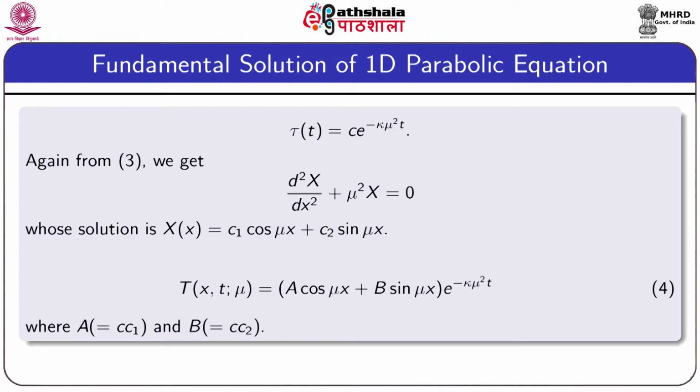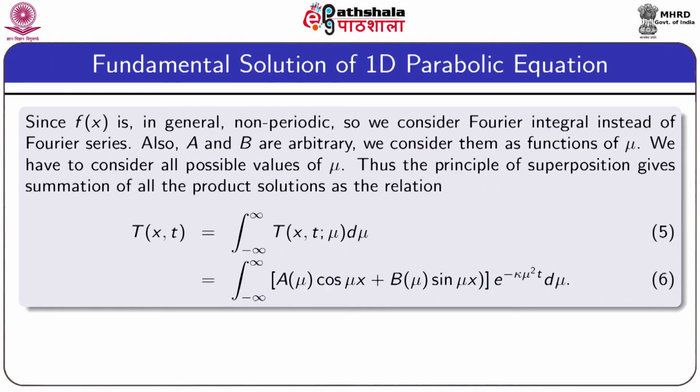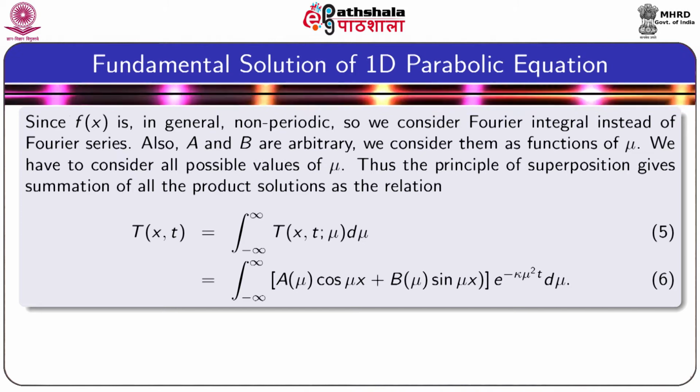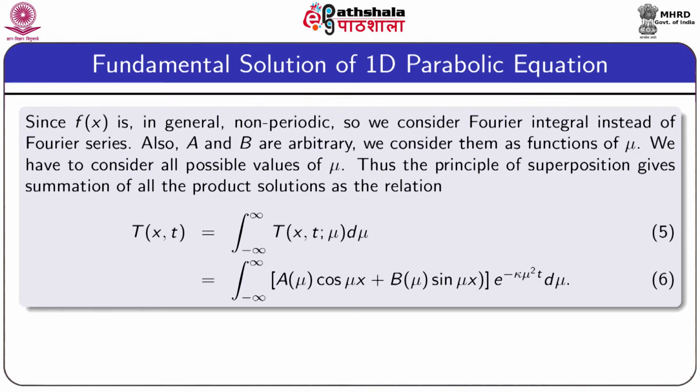So, the general solution of T becomes T = (A cos μx + B sin μx) e^(−κμ²t), where we modified the constants as A = c c1 and B = c c2. Since f(x) is in general non-periodic, we consider Fourier integral instead of Fourier series. So, instead of summation, we are considering integration. Also, A and B are arbitrary. We consider them as function of mu.